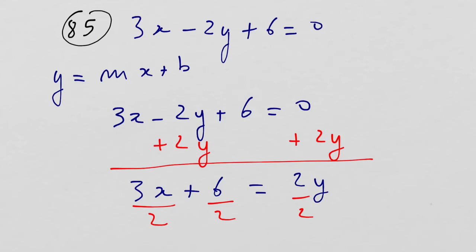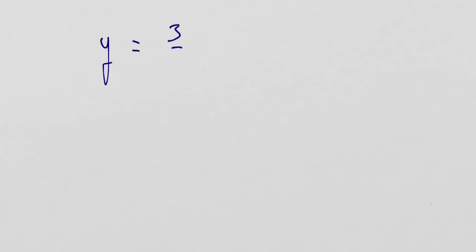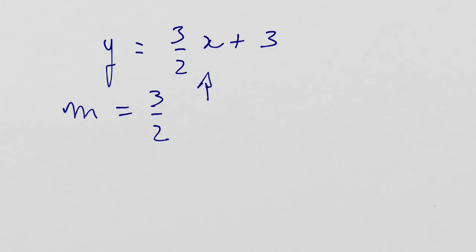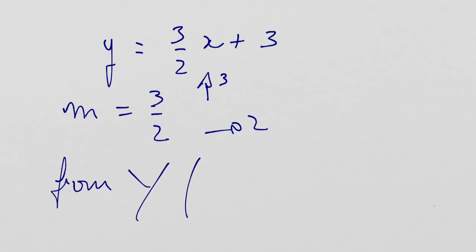to finally end up with y equals, let me check, 3 over 2 x plus 3. That means my slope is going to be 3 over 2. I need to go up 3 and to the right 2. From which point? From the y-intercept, which is the coordinate of a point when x equals 0. And when x equals 0, from my equation, I have y equal to 3.